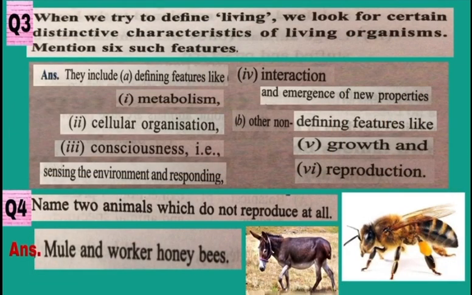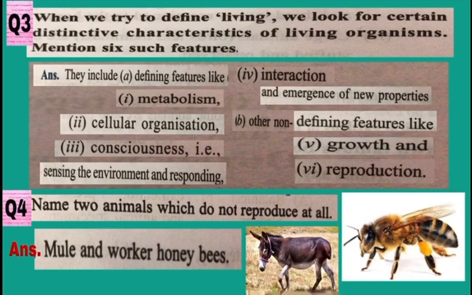Next, question number 3. When we try to define living, we look for certain distinctive characteristics of living organisms. Mention 6 such features. Answer. There are some characteristic features in living organisms which are called defining features, meaning they clearly define living forms. These are: first, metabolism. Metabolism takes place in all living organisms. Metabolism means all the biochemical reactions which are there in the living forms. So metabolism takes place in all living organisms.